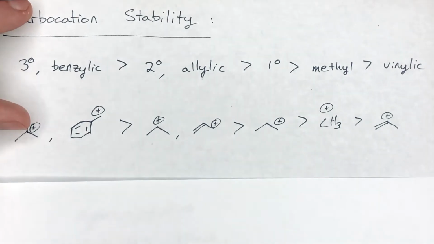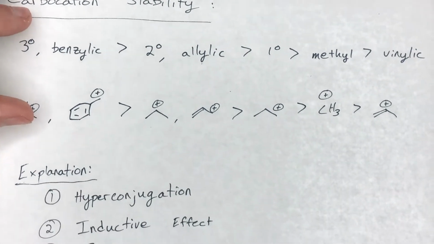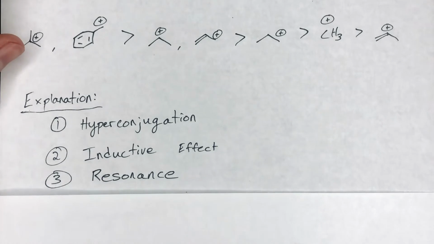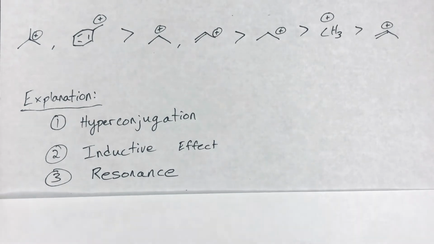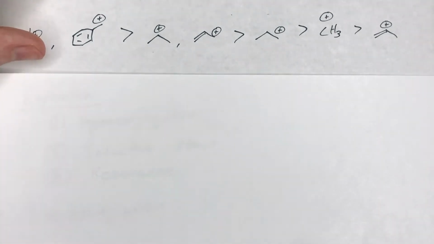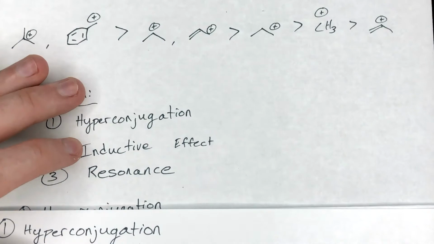Now, getting into the explanations for why this trend is what it is below. There's 3 major explanations depending on what you're comparing. First and foremost is hyperconjugation. There's also the inductive effect, which is kind of similar to hyperconjugation, but it's more general. And then, of course, there's resonance, which we've already discussed a little bit in regard to the differences between allylic and the benzylic carbocations. But now, let's take a look at the hyperconjugation.